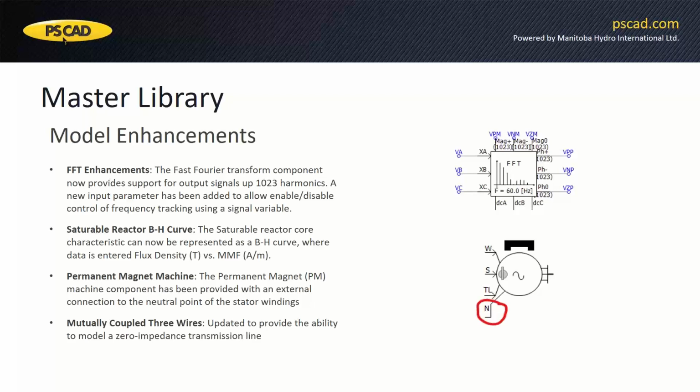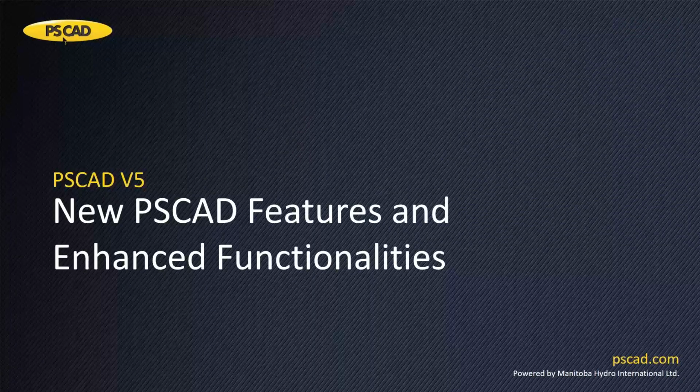Permanent magnet machine has a neutral point winding, or neutral point connection. And the mutually coupled wires have been updated to provide the ability to model a zero impedance transmission line. Okay, so that's it for EMTDC and the master library models. Now we'll get to the new PSCAD features and enhanced functionalities.